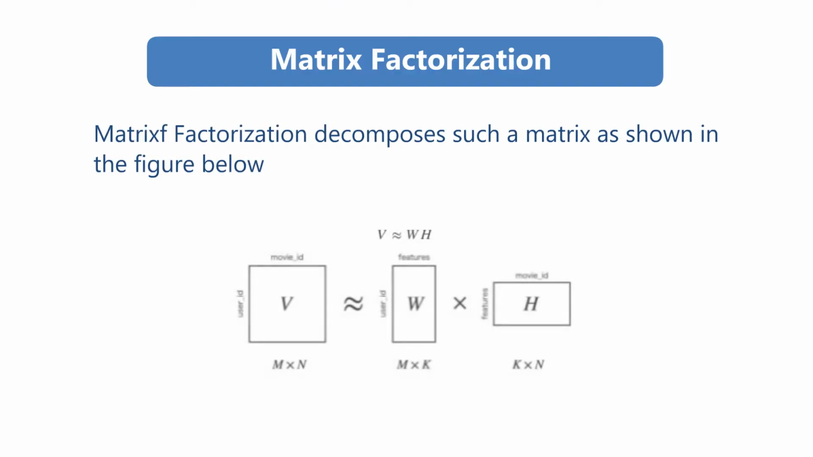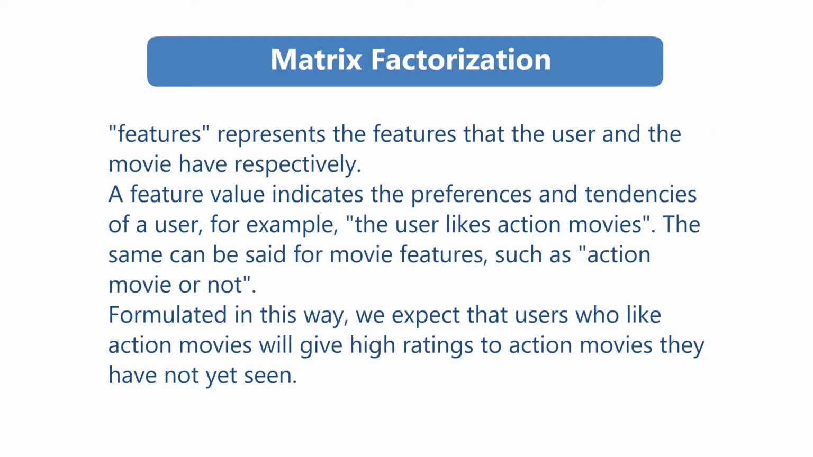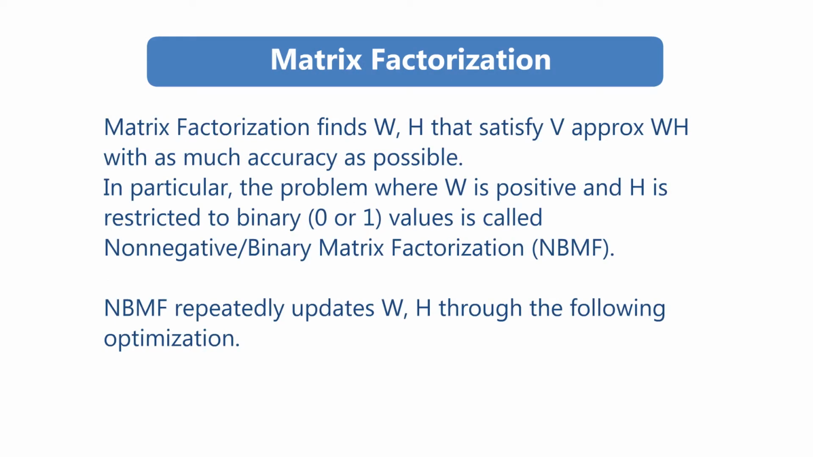Matrix factorization decomposes such a matrix as shown in the figure below. Features represent the features that the user and the movie have respectively. A feature value indicates the preferences and tendencies of a user. For example, the user likes action movies. The same can be said for movie features, such as action movie or not. Formulated in this way, we expect that users who like action movies will give high ratings to action movies they have not yet seen. Matrix factorization finds W, H that satisfy V ≈ WH with as much accuracy as possible.